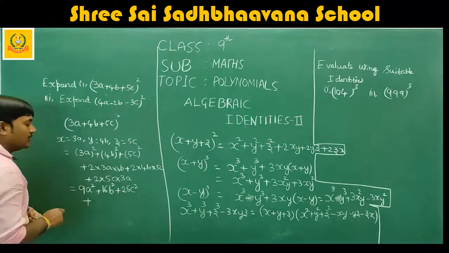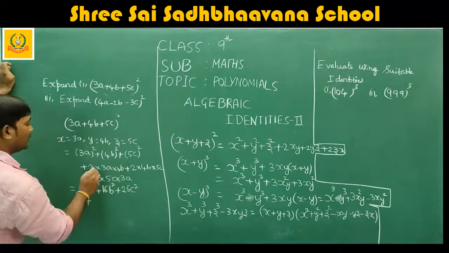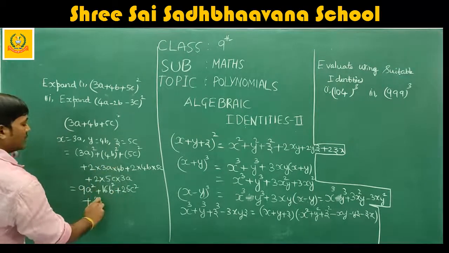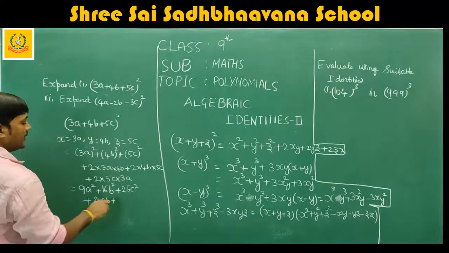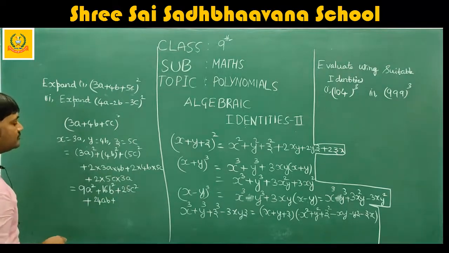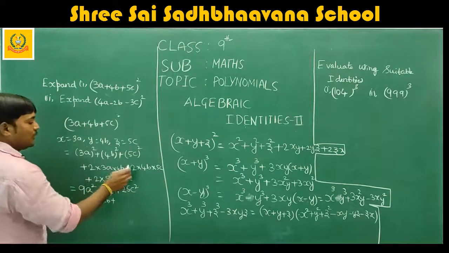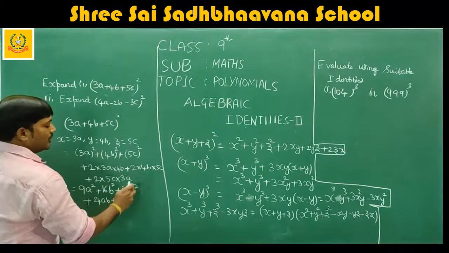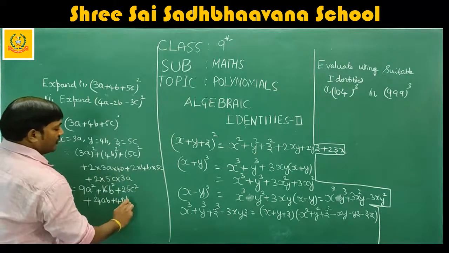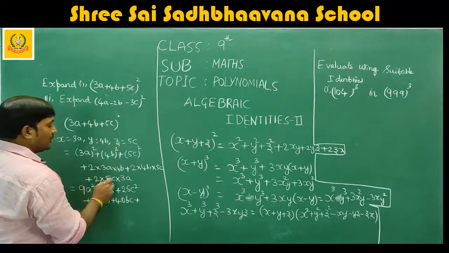Next, what will this be? 2 into 3a into 4b. So 2 into 3 is 6, and 6 fours are 24, so 24ab plus 2 into 4 into 5, so 20 into 2 is 40, 40bc plus 2 into 5 into 3.